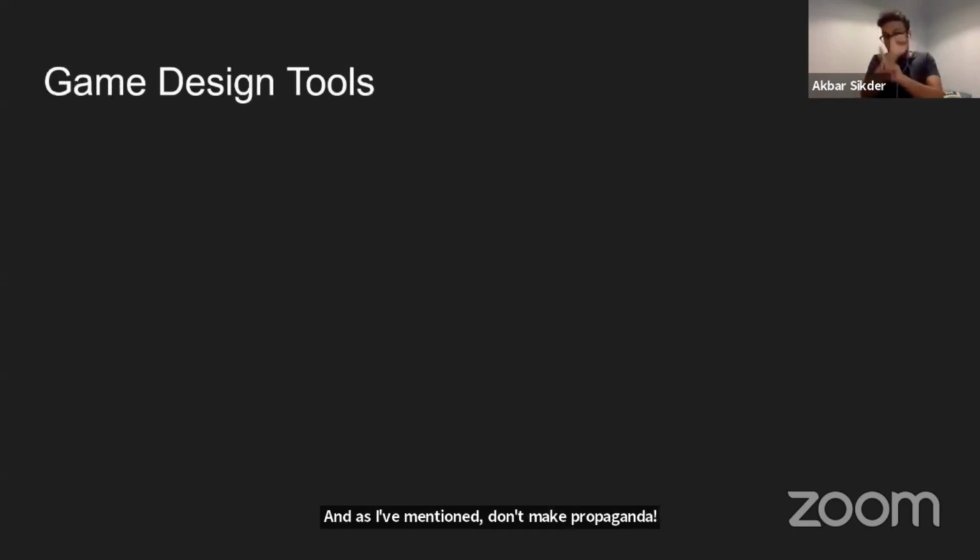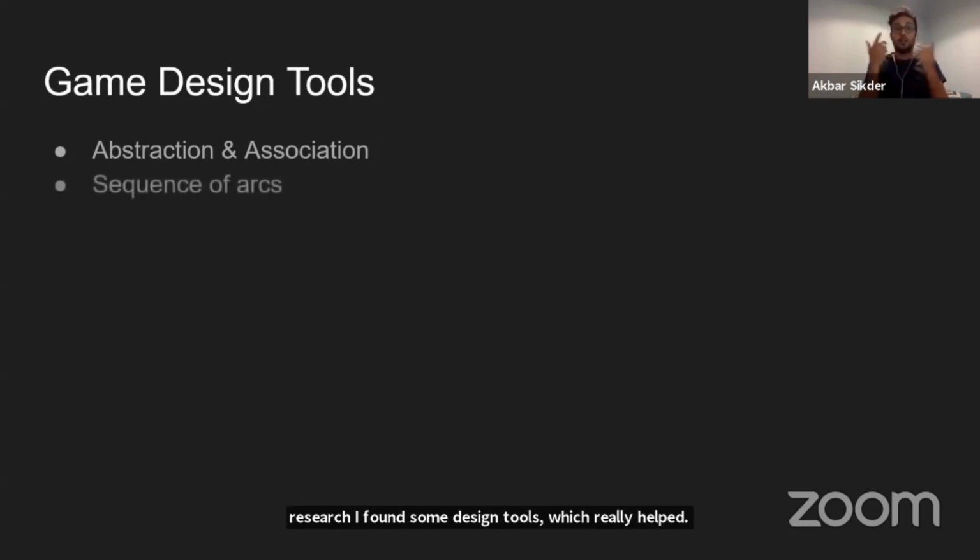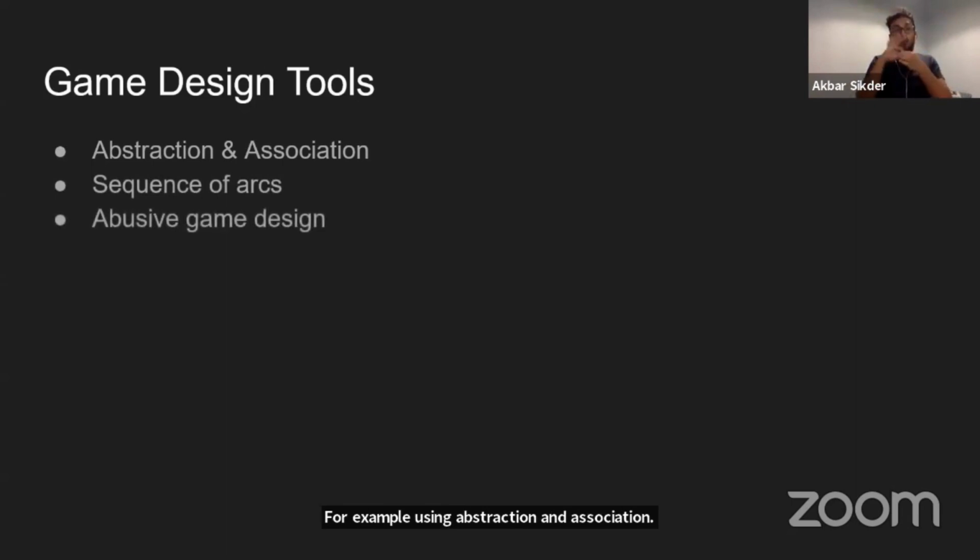And so doing my research, I found some design tools which really helped. For example, using abstraction and association. I also structured my game around a sequence of arcs. I also catered a lot of the game design to a concept called abusive game design, which sounds bad, but I promise you it's not as bad as it sounds. I will elaborate on all of these as I go along.